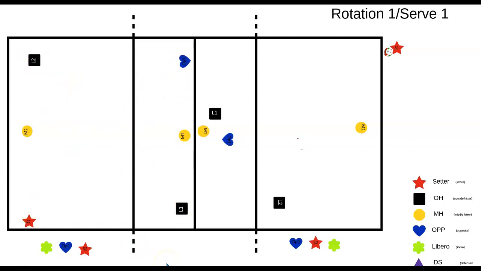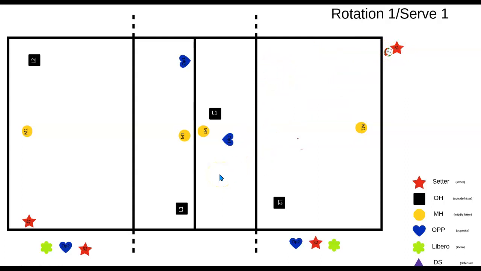Okay, same thing is happening over on the serve side. The difference is we are now ready to play defense for the most part. Our left has gone to her base, 2 by 2. Our middle has gone to her base, middle, middle. And our server is going to serve and then go to her base, which is 3 by 2.